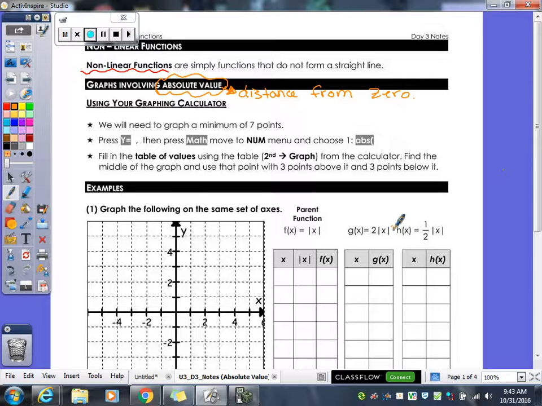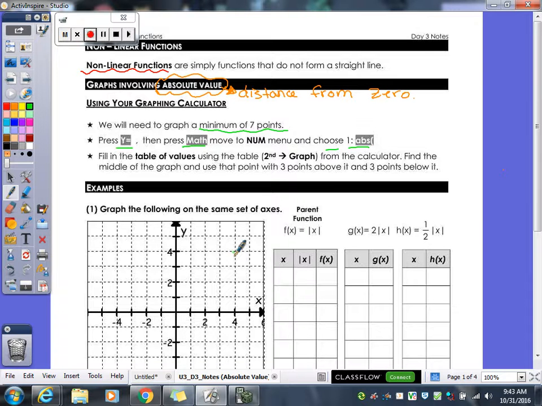So what ends up happening is it creates a pattern in your table when you get your absolute value. And we'll see what some of those graphs look like in a second. So using your graphing calculator, you want a minimum of 7 points when you're going to graph your absolute value. Our lines, all you needed were 3. Absolute value, you need a minimum of 7. And then I got in here the buttons you push to get to your absolute value.